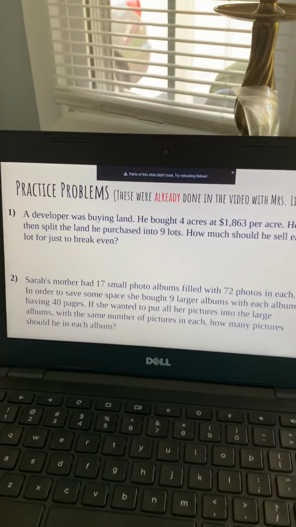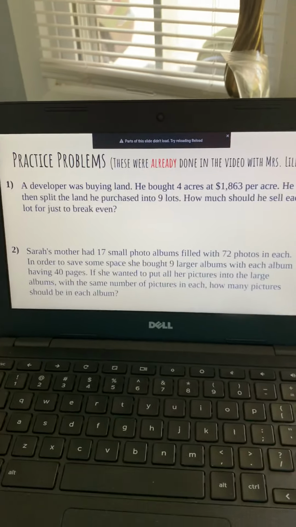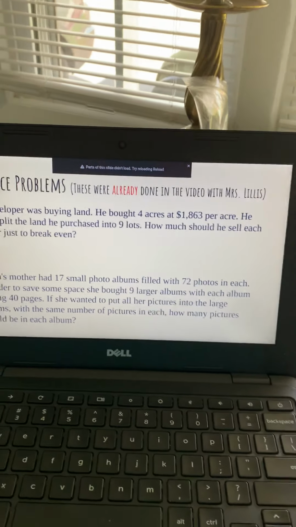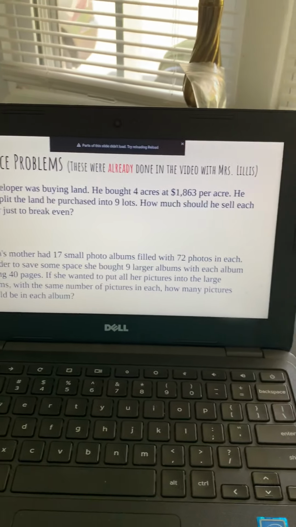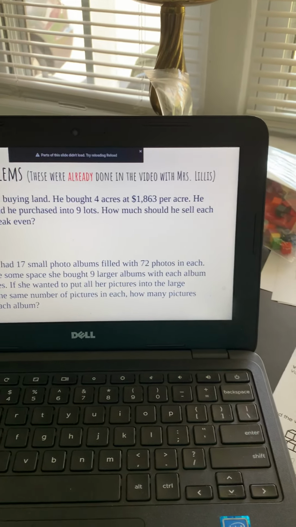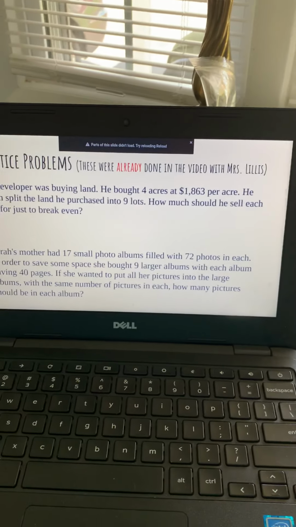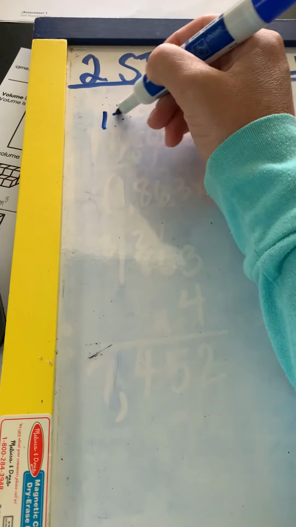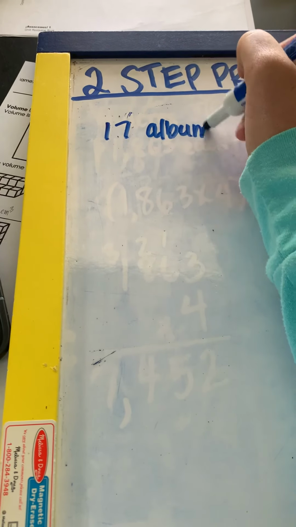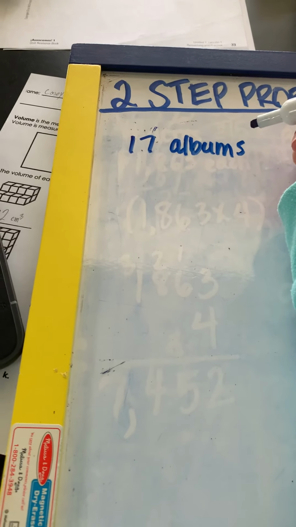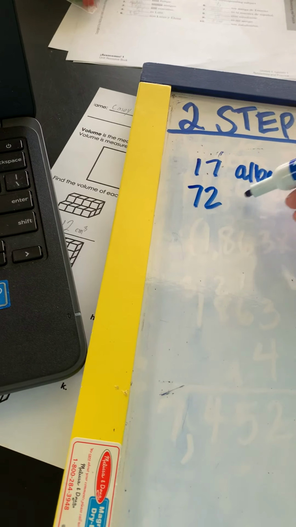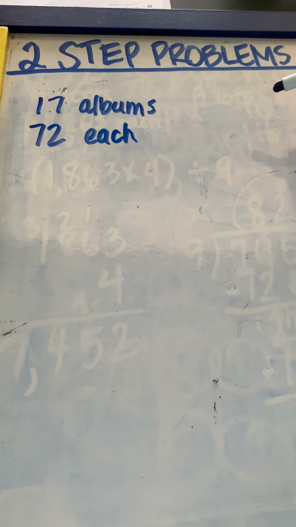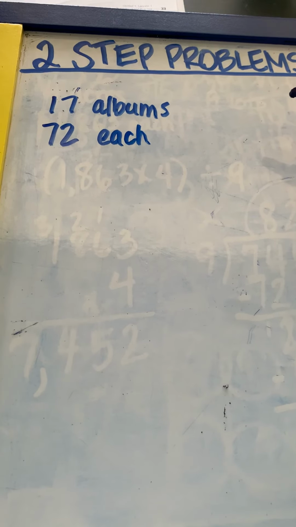Okay, so think about it. I want you to look at the words, try to make sense of what information we need. And keep in mind that sometimes problems will have information in them that you don't need. So pay attention to that. So what we want to do is think we have 17 albums. Okay, so I'm going to jot this down. 17 albums. And there were 72 photos in each album, okay? So that sounds pretty important.